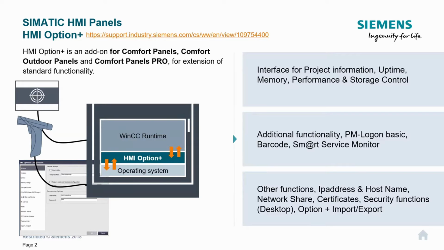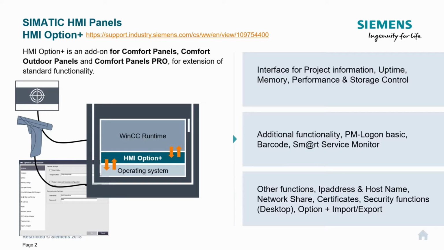Some of the things I'm going to go through, there's many options. I'll just cover off a few. So we can get lots of project information, things like the uptime, memory, performance, and the storage of our device. So we can read these out and display these in tags at runtime as well, if we so please. And we've already covered things like the barcode scanners. But what you really get with this as well is the PM Logon Basic, which allows you to do your logon authentication utilizing things like the RFID reader as well.